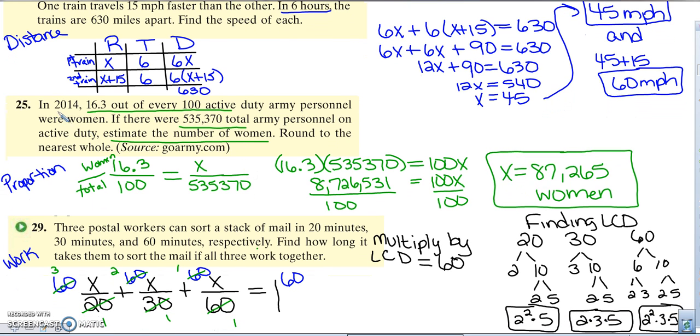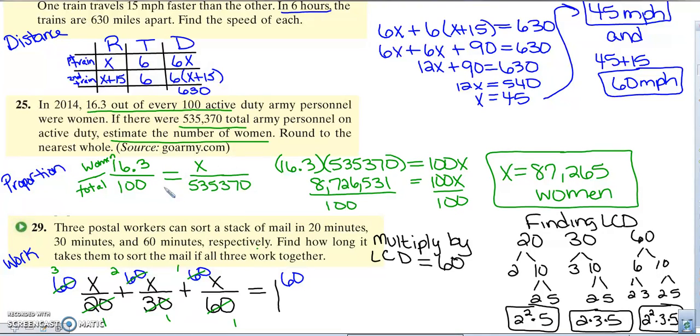This one talks about there being 16.3 out of every 100 active duty personnel being women. This looks like a rate, so this is a proportion problem. The first one was a distance. This looks like a proportion example. So we write down that first rate and we set it equal to, let's see, 535,370 total personnel in active duty. So that's a total number. It should go in the same place in the denominator that the total number went in the other ratio. What we're looking for is how many of those are women.